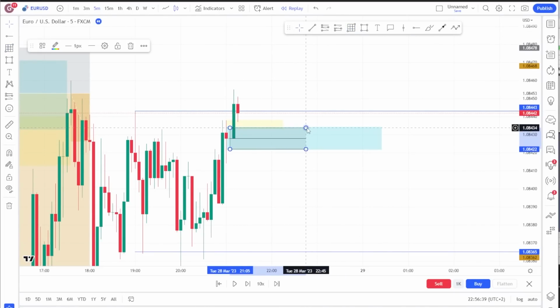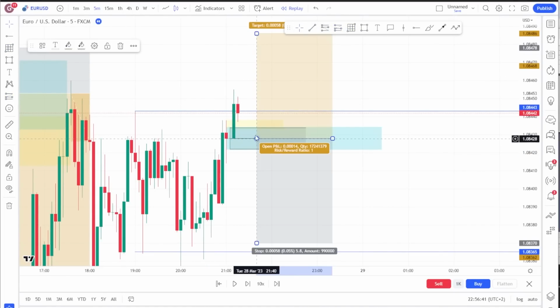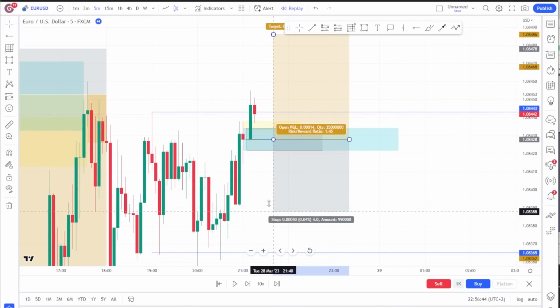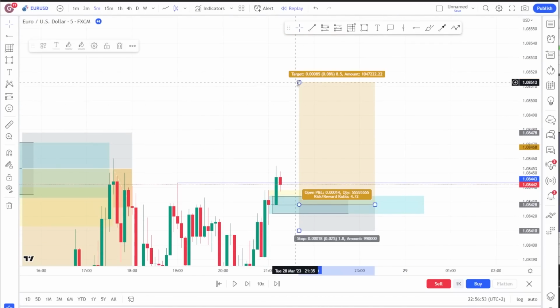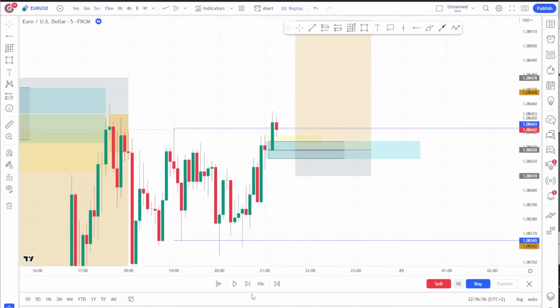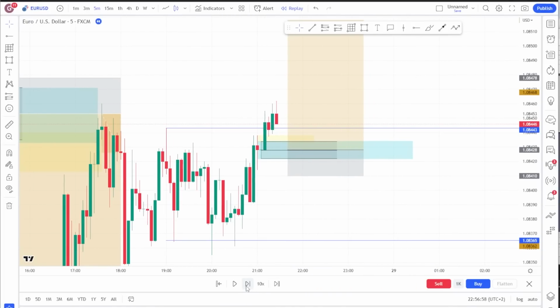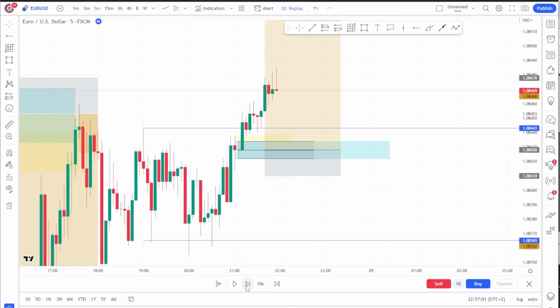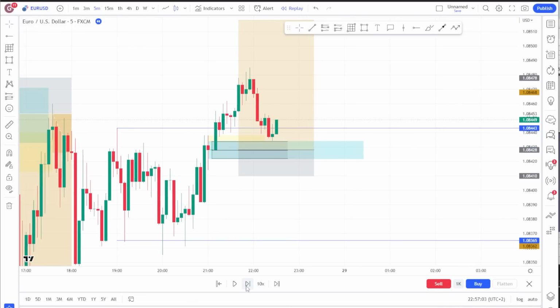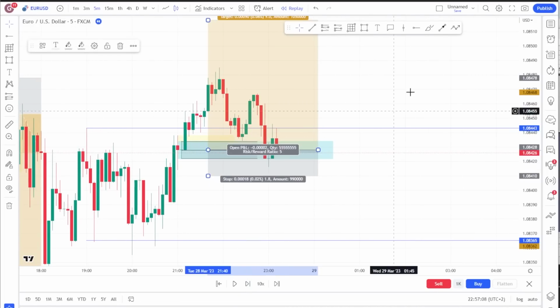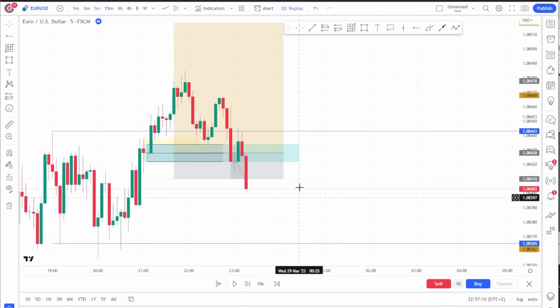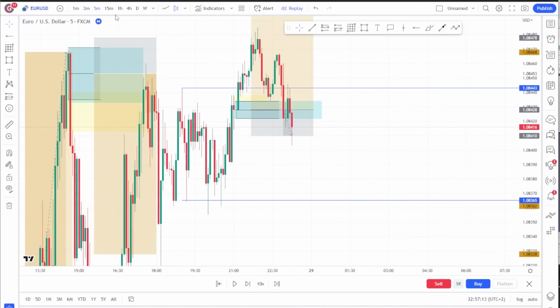We're entering off of the 50%. I will also place my stop just below these wicks, so like so. And again we're targeting 1 to 5 risk reward. Let's see if we get tagged in. We're tagged in, and this final one is a loss.